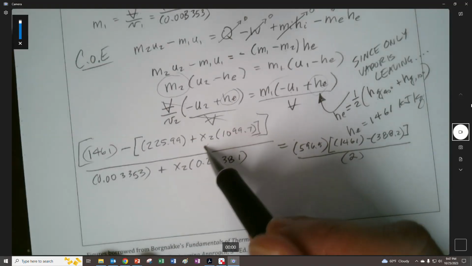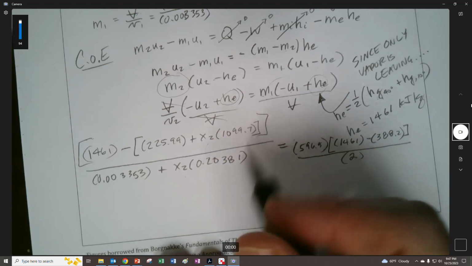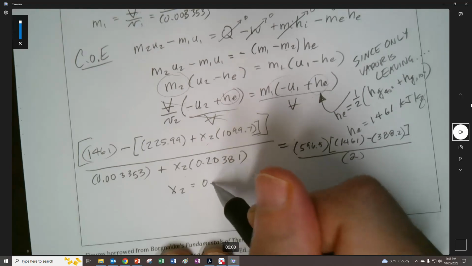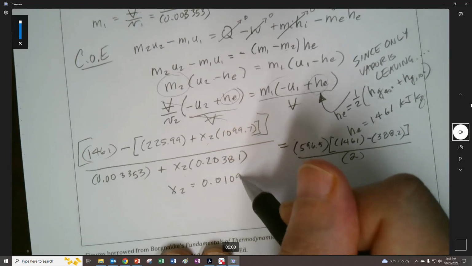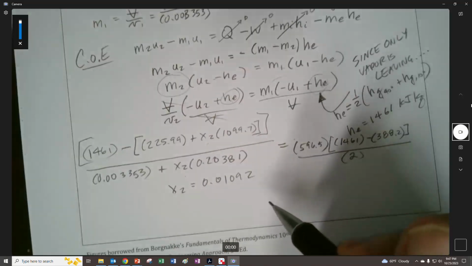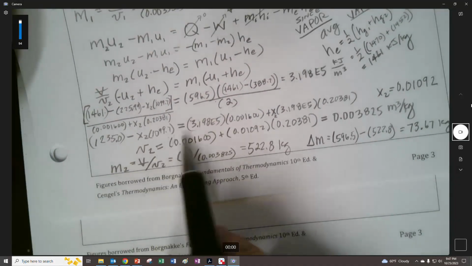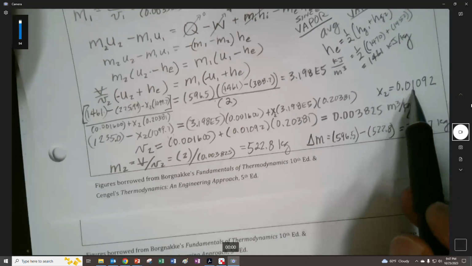We can just isolate this x2, do a bunch of algebra. I swear I did it, right? So I got 0.01092. You don't believe me? Right here. See, I did the math, worked it out, and I got this.